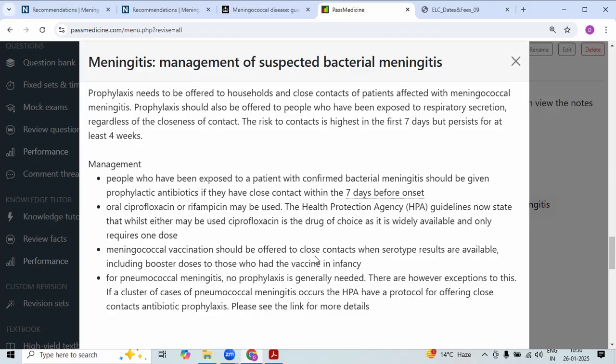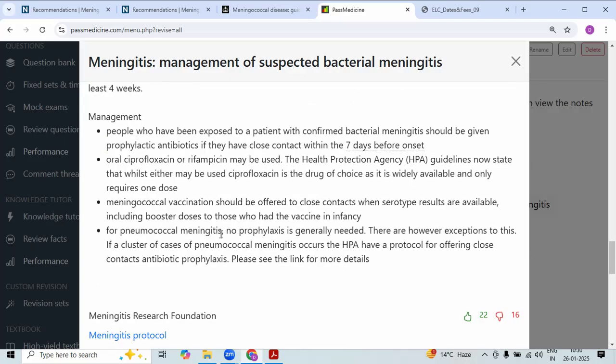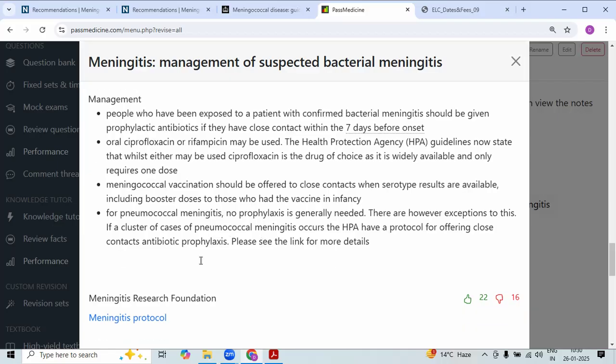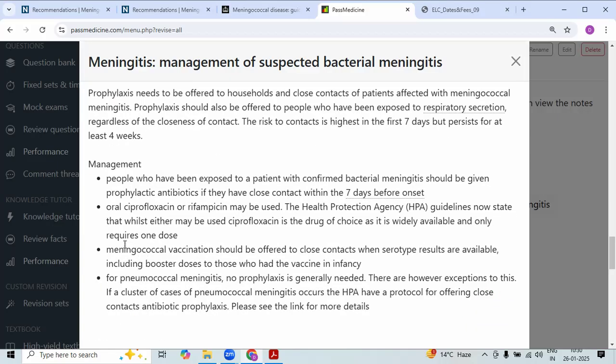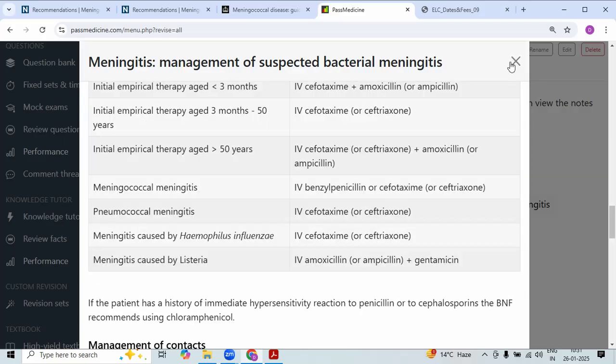Meningococcal vaccination should be offered to all the close contacts when serotype results are available, including booster doses to those who had the vaccine in infancy. For pneumococcal meningitis, you do not require prophylaxis in general. There are, however, exceptions to this. If a cluster of cases of pneumococcal meningitis occur, then the HPA have a protocol for offering close contacts antibiotic. Okay, so you are going to give prophylaxis to people who are exposed to meningococcal infection, not to pneumococcal. We go through some MCQs.